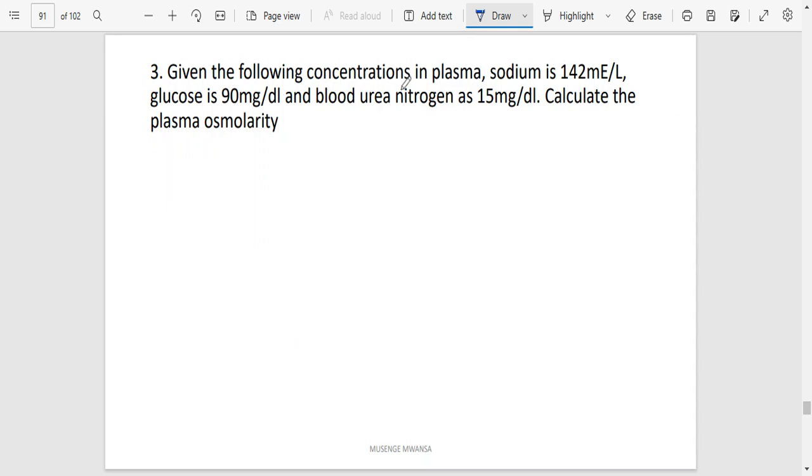Let's consider this one. Given the following concentration in plasma: sodium 142 milliequivalent per liter, glucose 90 milligrams per deciliter, and blood urea nitrogen as 15 milligrams per deciliter. We want to calculate the plasma osmolarity. How are we going to do it? So plasma osmolarity in this case is given by 2 multiplied by sodium concentration, plus glucose divided by 18, plus blood urea nitrogen divided by 2.8.